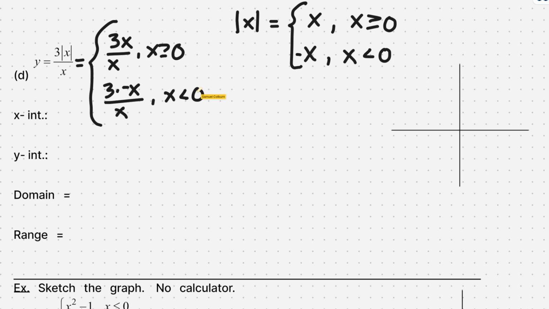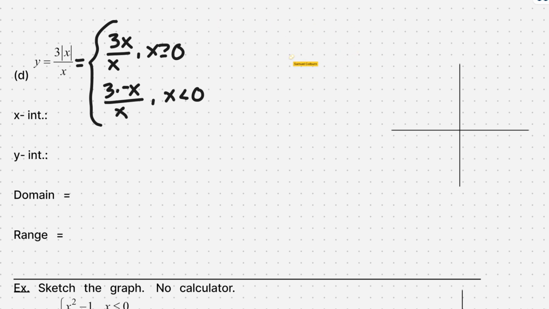And I'm going to clean up both the top expression and the bottom expression here. I'm going to erase the definition. Feel free to pause, go back if you need to look at it again. So here, 3x over x is just 3. And that's true, again, whenever x is greater than or equal to 0.